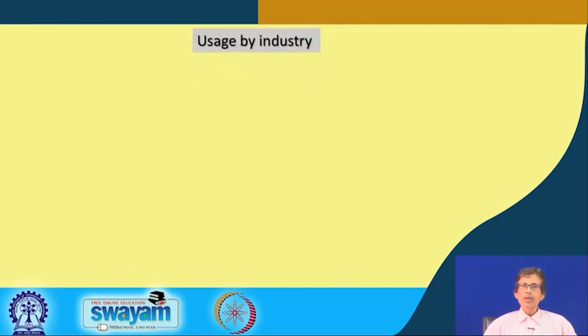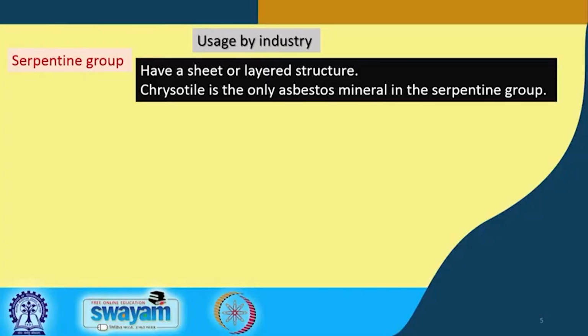Then we'll continue in our next class on how we use this in industry. Industry people can use this material for different purposes. We'll see from one group to another, because we just told you that we can have the serpentine group, which has a particular type of structure. The serpentine group has a sheet or layer structure, and that structure can be utilized for one particular purpose.